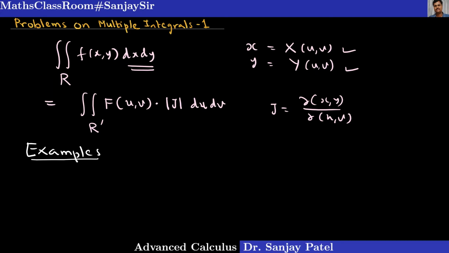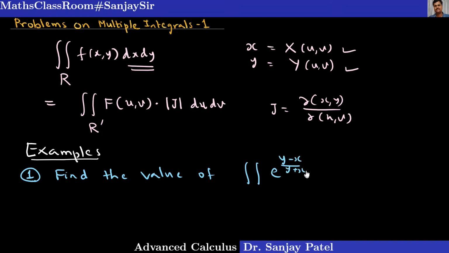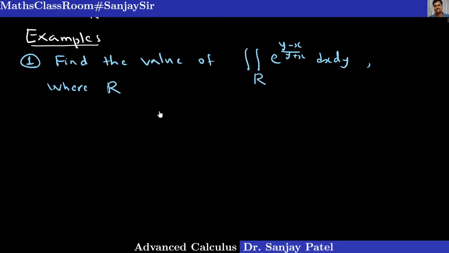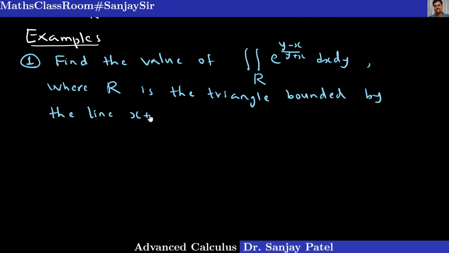Let me start with the first one. Find the value of the double integral of e raised to (y minus x) upon (y plus x), dx dy, over a region R, where R is the triangle bounded by the straight line x plus y is equal to 2 and the coordinate axes.